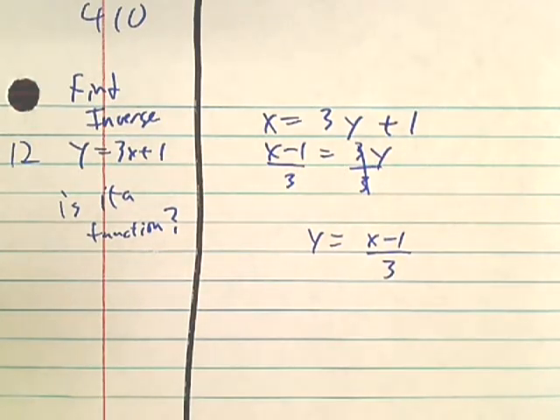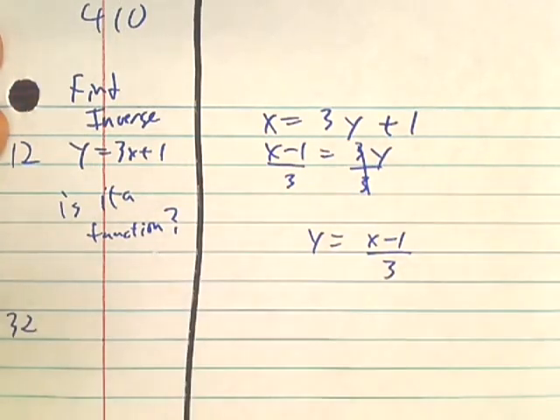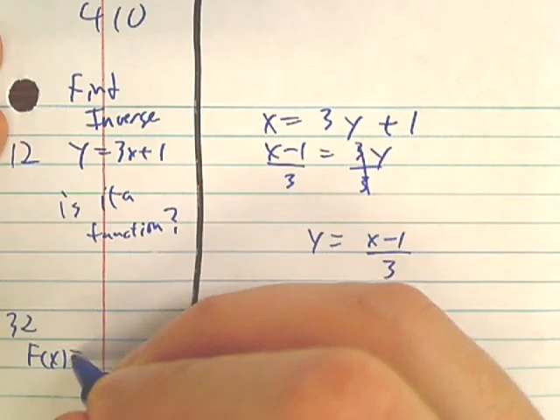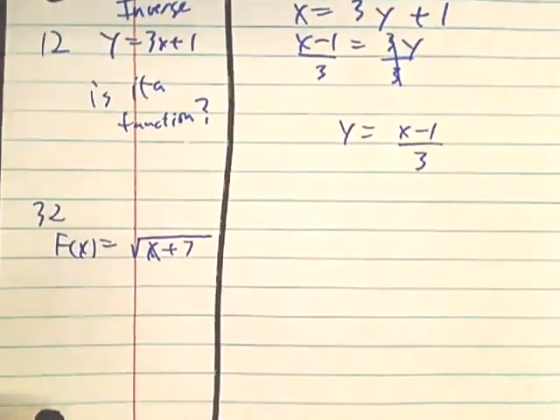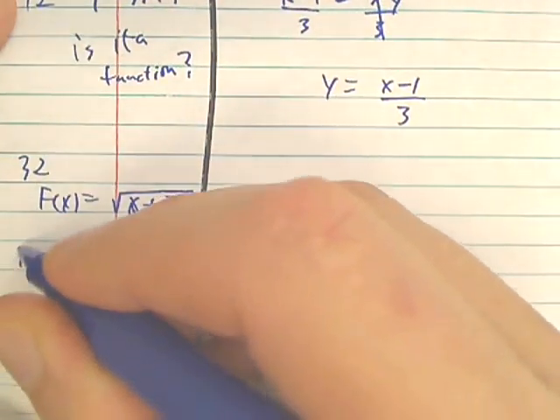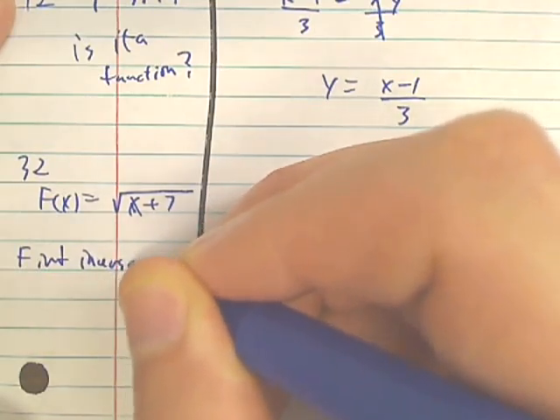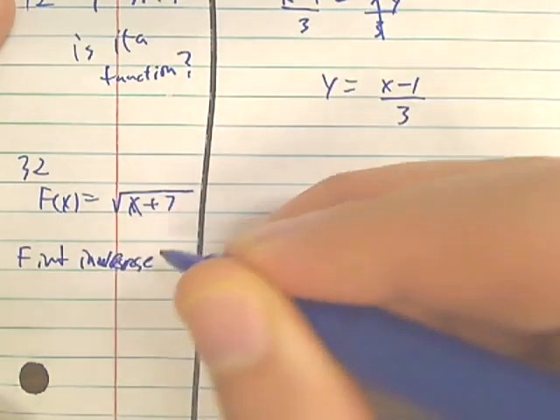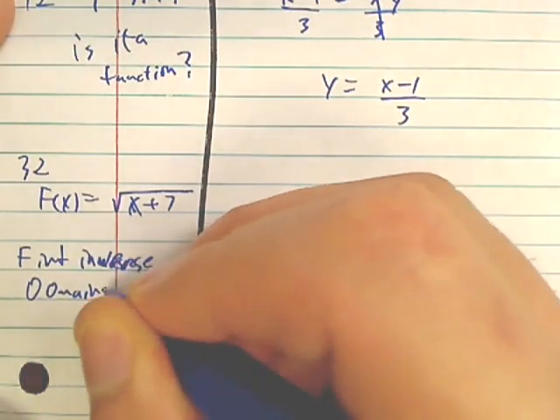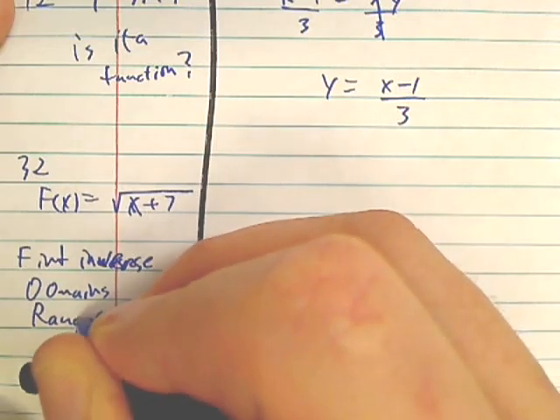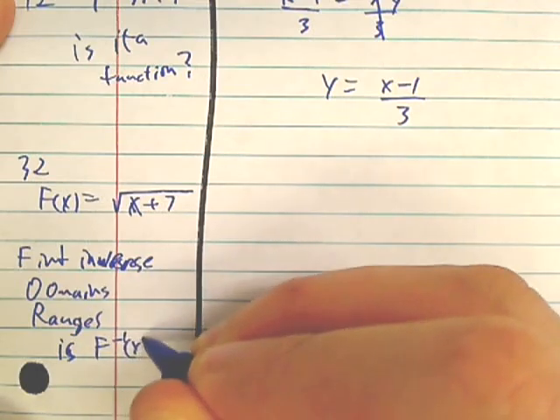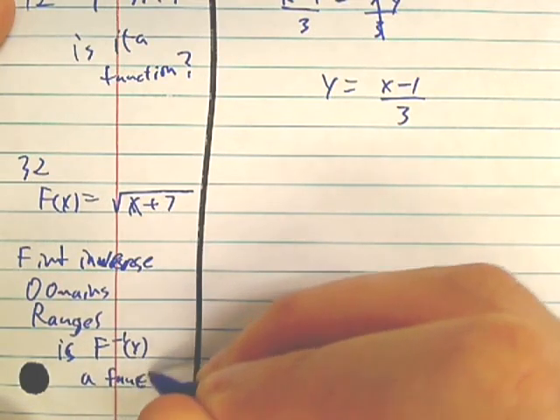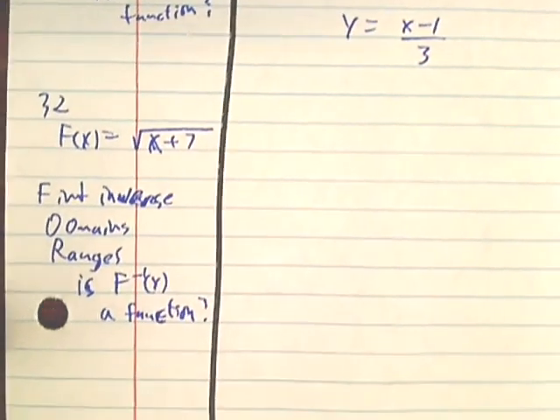All right, let's try one more. Number 32. f of x equals the square root of x plus 7. Find inverse, domains, ranges. Is the inverse a function? Go ahead and try it.